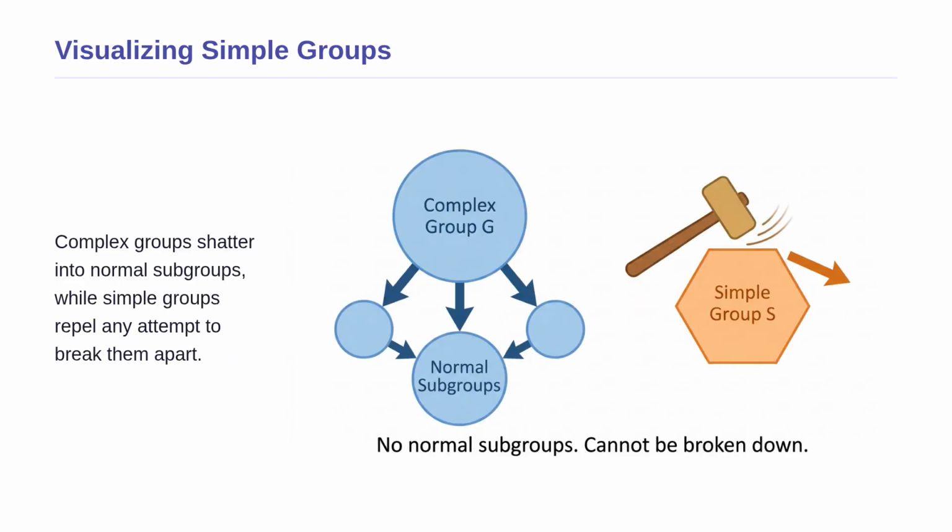Before we move on, let us see this with a concrete visual. On the left, you see a complex group. When we apply mathematical operations to break it down, it shatters into smaller, interconnected normal subgroups. But look at the simple group on the right. When the hammer of algebra strikes it, it repels the attempt. It stands as a single, unified mathematical object. This unbreakable nature is exactly why mathematicians spent decades hunting down and categorizing every single finite simple group in existence.